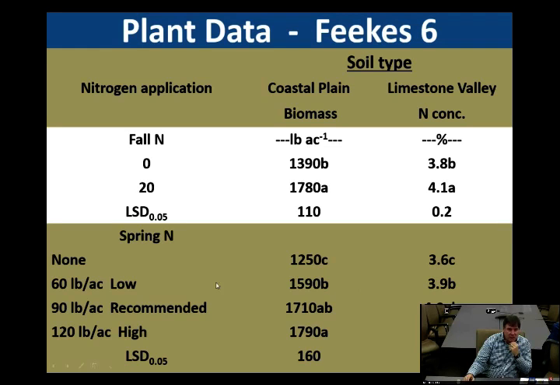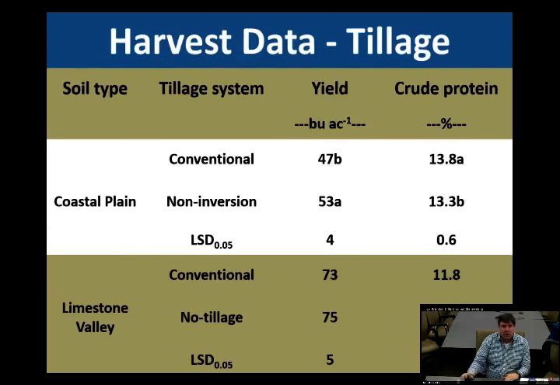And then if you take a look at just our spring N rates, that's what I'm calling what we applied at Feekes 4 early in the season, you can see there were some differences, but nothing that justified the high nitrogen, 120 pounds. We did not see a need for that in these particular site years that we examined. So the recommendations were still holding true. We couldn't justify putting on more nitrogen.